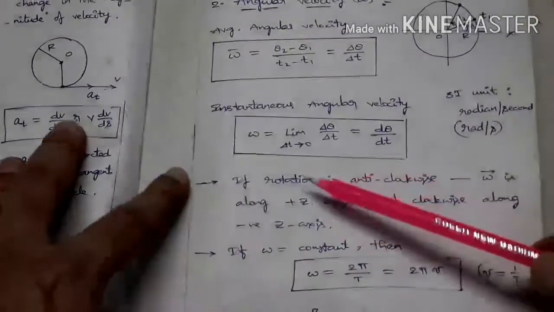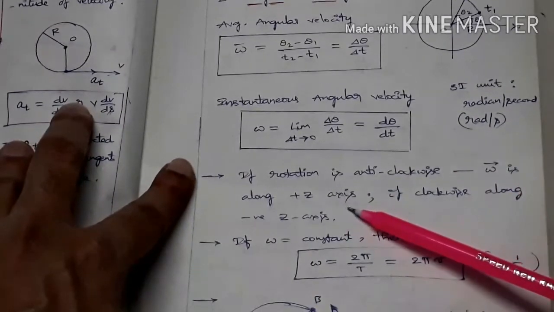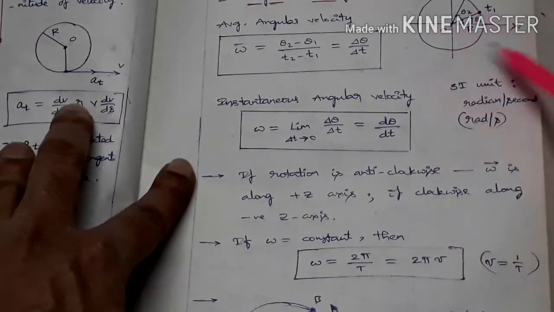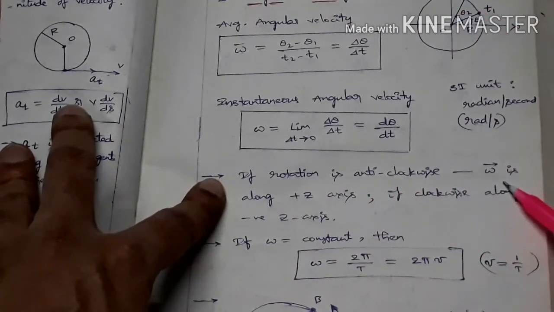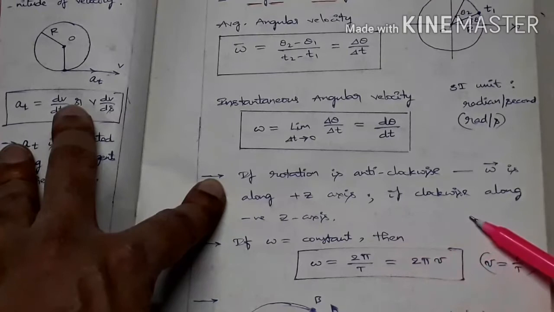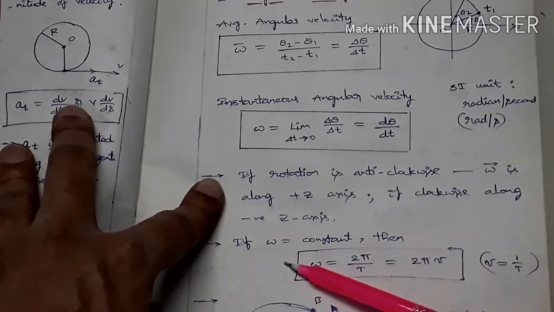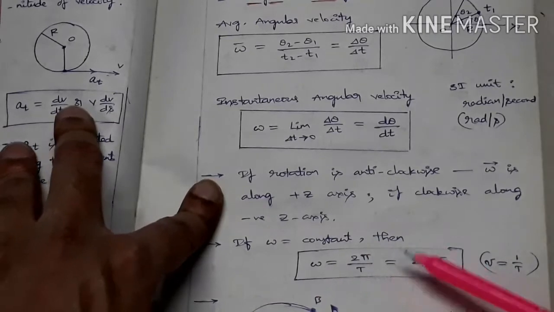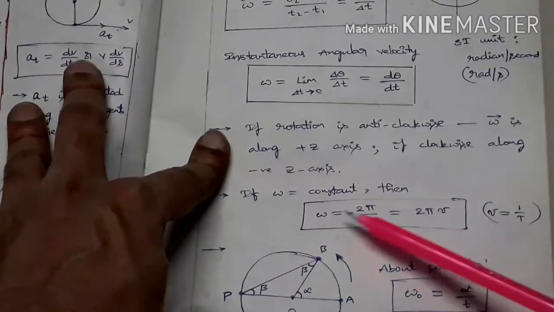So next one. If rotation is anti-clockwise, omega bar is along positive z axis. Suppose let us consider the circle is lying in xy plane here. Then if rotation is anti-clockwise, what is the direction of omega bar? It is along positive z axis. And if rotation is clockwise, it is along negative z axis. If omega is constant, then omega equal to 2 pi by t. Angular velocity omega equal to 2 pi by t.